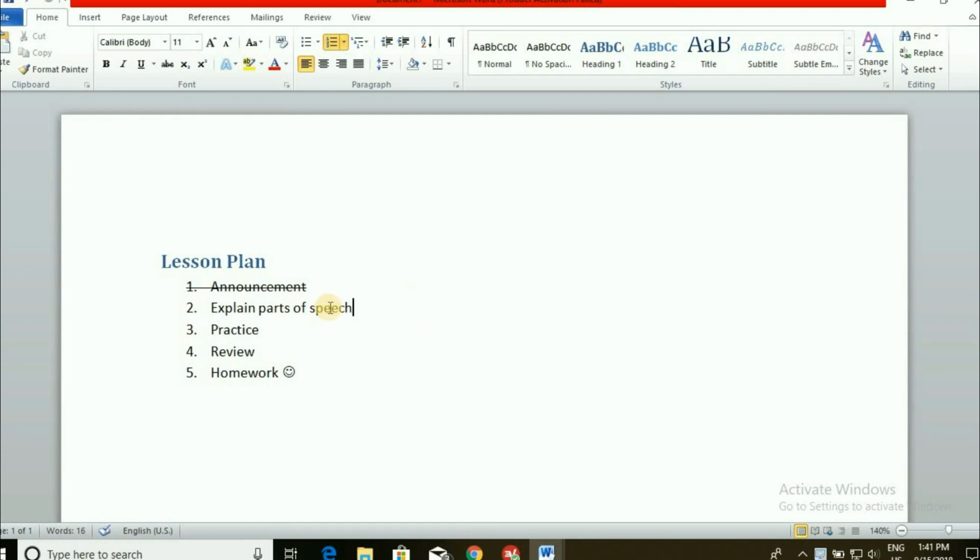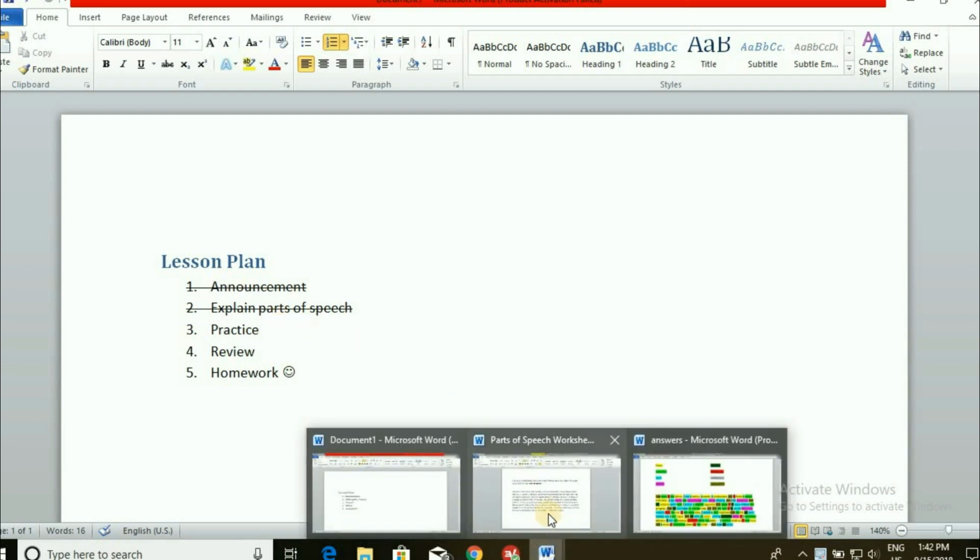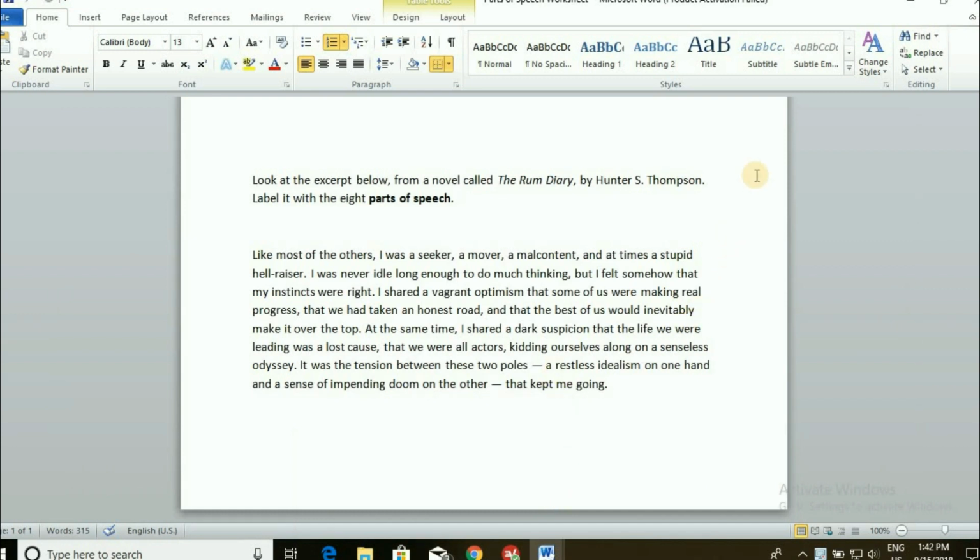So now that I have explained the different parts of speech, it's time to do a little bit of practice. I think this is important because it can help you to remember what you've learned better. The first thing I'm going to do is show you an excerpt from a novel that I really love. In fact, when I was a young man, this was absolutely my favorite book. It's called The Rum Diary by Hunter S. Thompson.